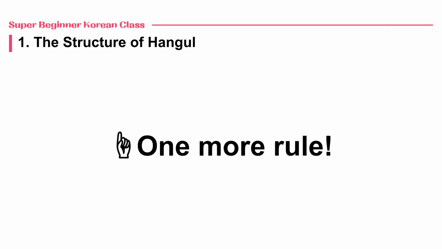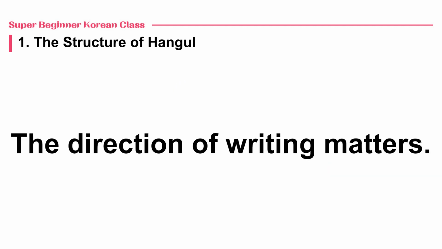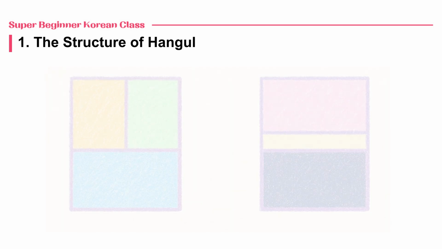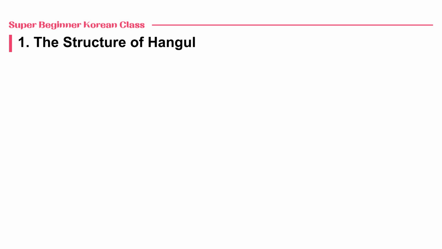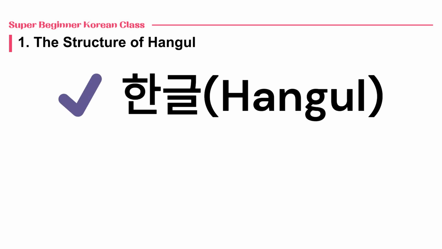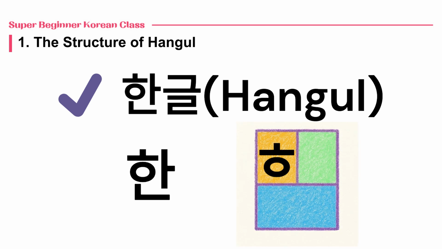There's one more rule. The direction of writing is also important in Korean. Remember this. Hangul is written left to right and top to bottom. Let's look at the word Hangul. Hangul is written with two syllables, 한 and 글. First, let's look at 한. It has three parts. 히읗 is the initial sound, we say 초성 in Korean. 아 is the medial sound, 중성. And 니은 is the final sound, 종성. When we put them together, we get 한. We write this from left to right.